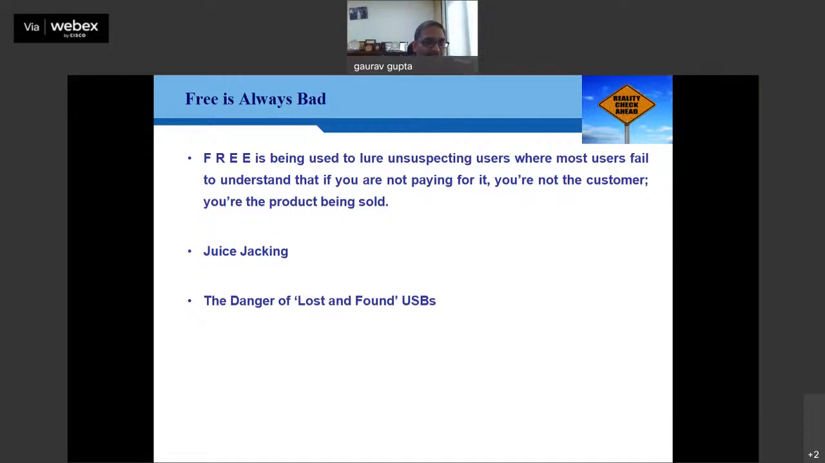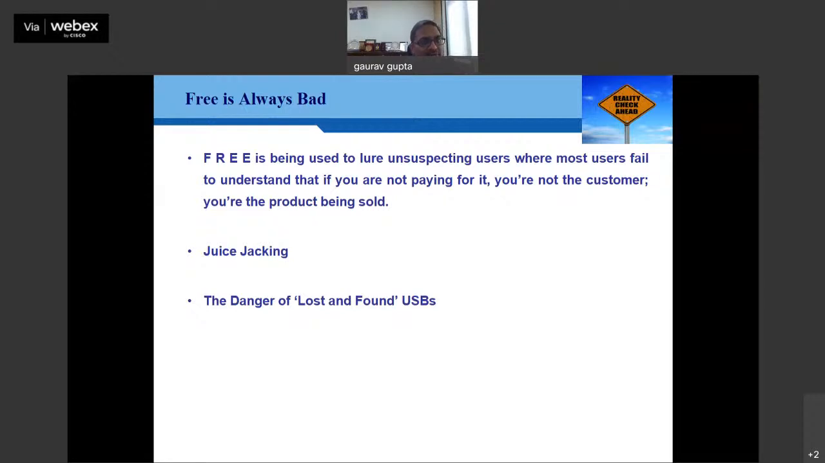Juice jacking is a term used where your mobile phone is charged in public. You go to an airport, your phone is about to die, and you charge your phone. You connect to the wires coming out of a charging station. You don't know, your phone can be hacked, ransomware can be transferred, or your data can be stolen.